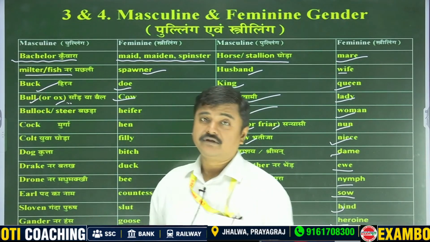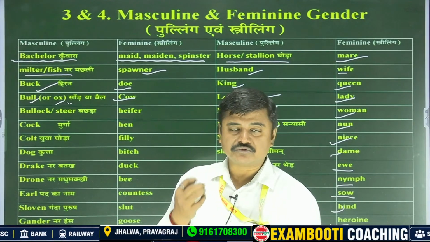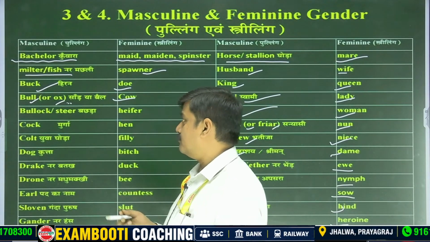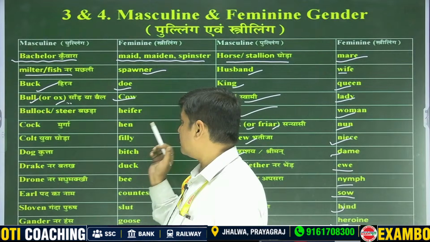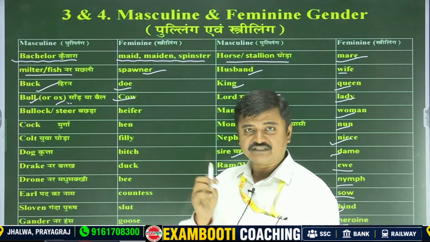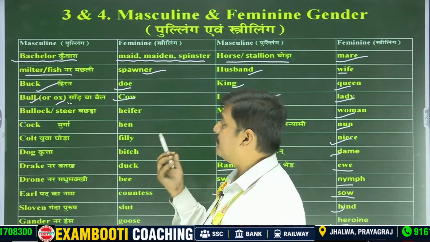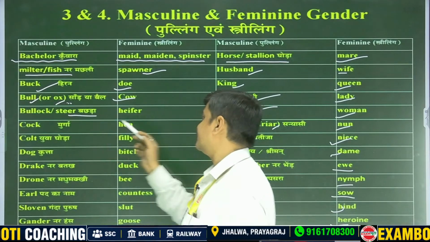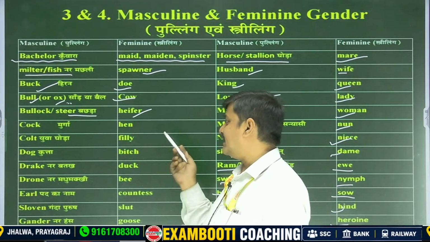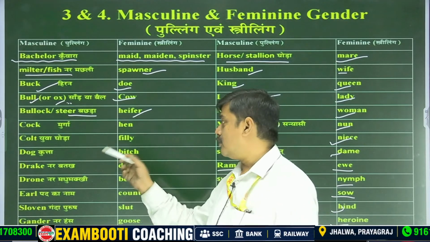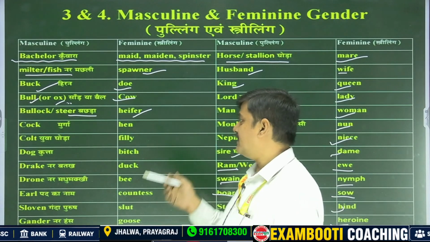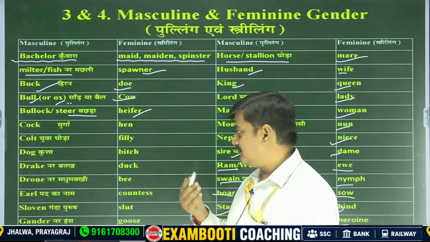Bullock and steer, this word just makes a student so confused that they are not able to understand the difference between bull and bullock. So if you just focus on the female version or feminine gender, you have a very clear picture of the difference between a bullock and bull. So bullock or steer, its feminine gender is heifer. Cock and hen, colt and filly, the young horse and the young mare. Colt means a young horse and filly means a young mare.